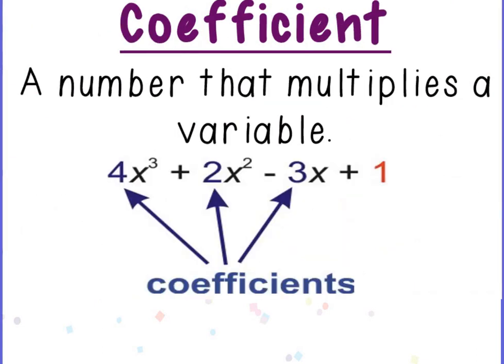And the next one, coefficients. Coefficients are numbers that multiply a variable. So any of the numbers in front of a variable that are connected using multiplication. So in this case, 4, 2, and 3 would be coefficients.